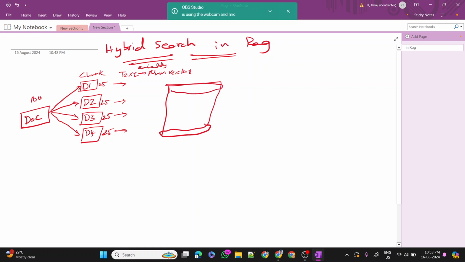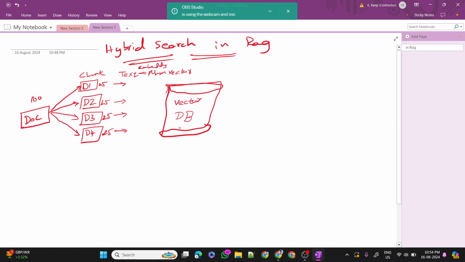This vector database can be anything. It can be a normal vector database, or it can be a graph database. It can be any one of them. We will store the numerical vector data of this text in this vector DB.